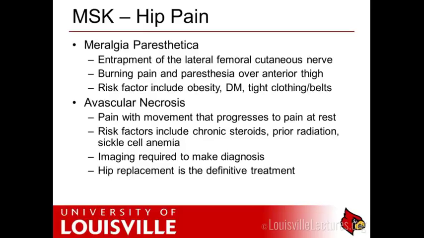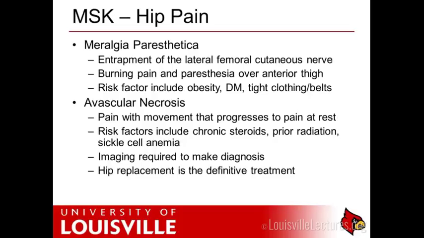Other causes that you might see, so meralgia paresthetica, so that's entrapment of the lateral femoral cutaneous nerve. So these are people that are obese or have diabetes or have tight clothing or belts, and they have anterior thigh pain and paresthesia. The other one is avascular necrosis, and so they're going to start out by having pain with movement, and then it's going to progress to having pain at rest. We have a couple patients in our clinic that have extremely severe pain, constant pain, requiring narcotics.